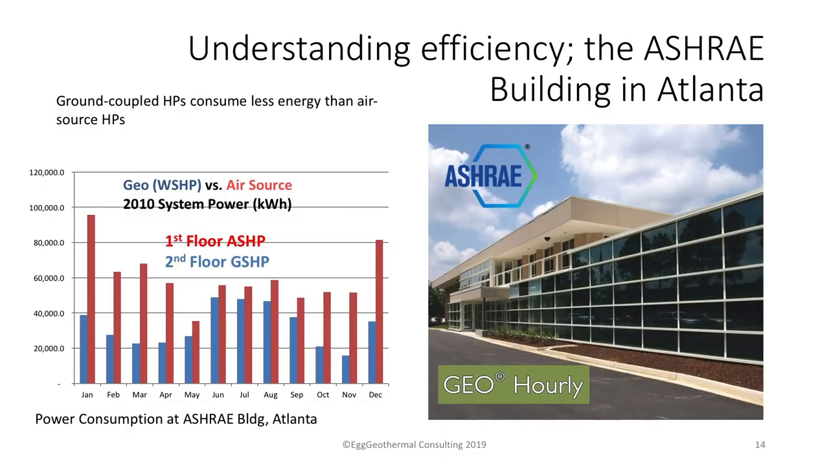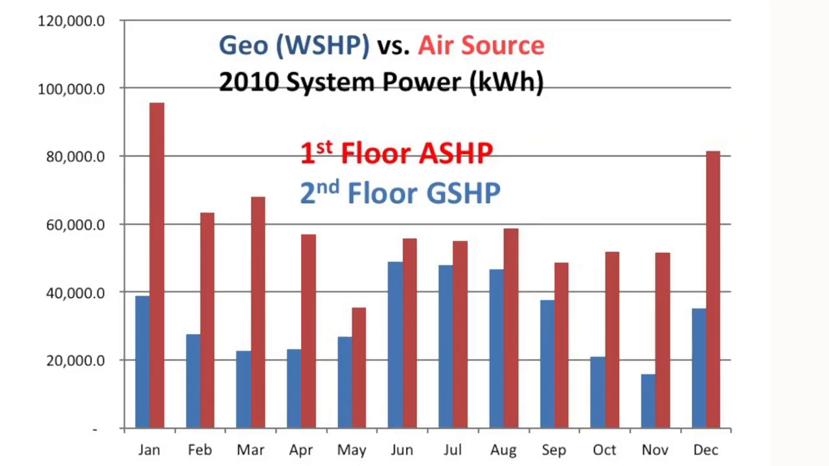Now let's talk a little bit about, we're going to hear about air source heat pumps, which are a huge part of the solution in New York, electrification. But ground source heat pumps, as shown here in the American Society of Heating and Refrigeration and Air Conditioning Engineers, their building in Atlanta, they decided to install the first floor with air source heat pumps and the second floor with geothermal heat pumps. What is shown here is what happens. When it gets really cold outside, the air source heat pumps can do the job, but it peaks out on energy efficiency during that time.